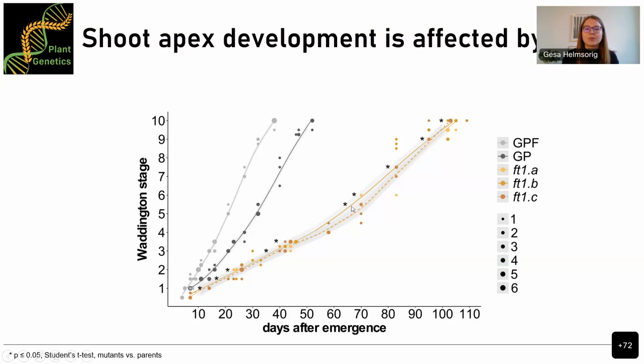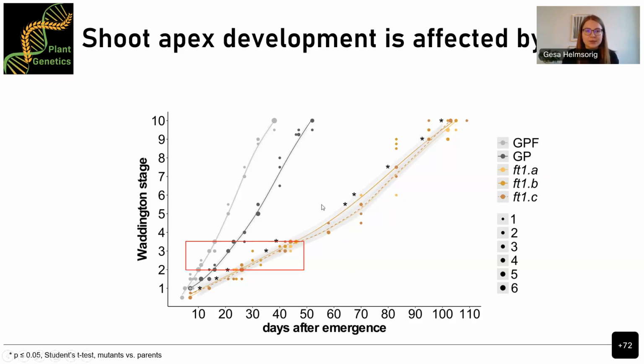But when we now look at the mutants again, we once again can see this huge delay in development in comparison to the parents. We can see this from a very early stage on, so already before they transition to reproductive development, we see a delay in development in these plants. And we can also see that once again, there are no differences in the developmental speed between these 3 lines.